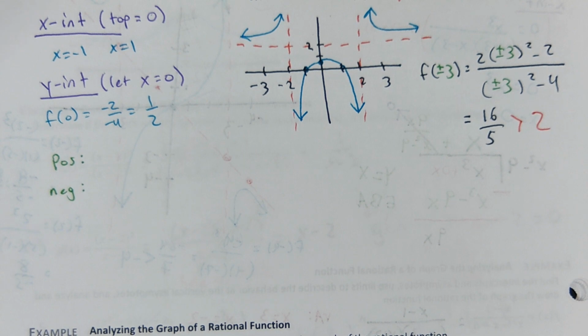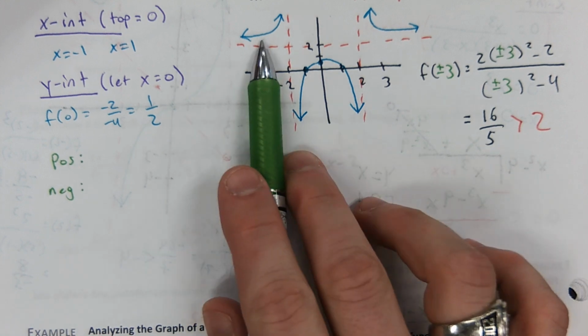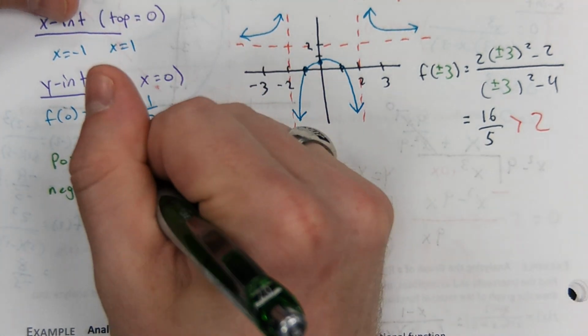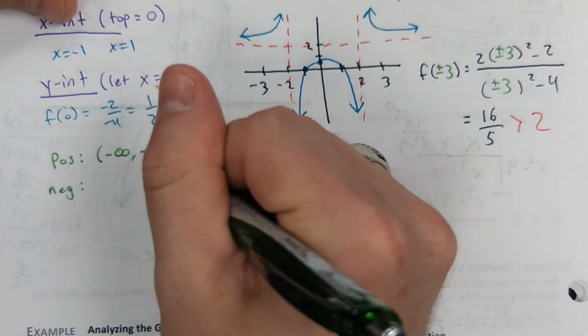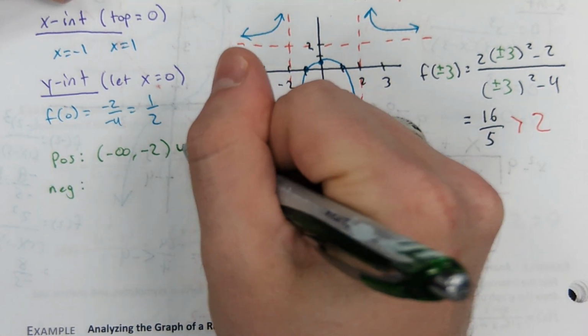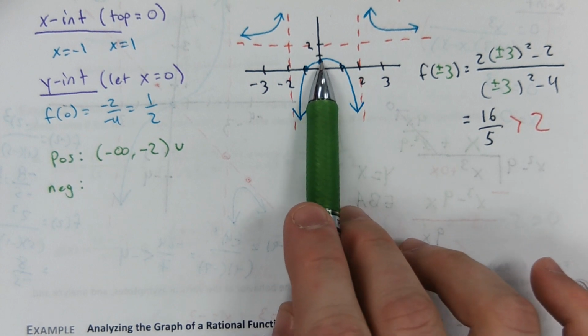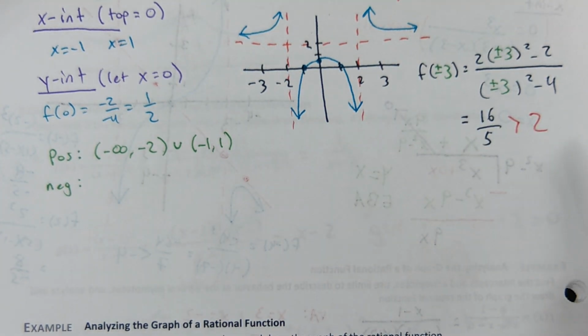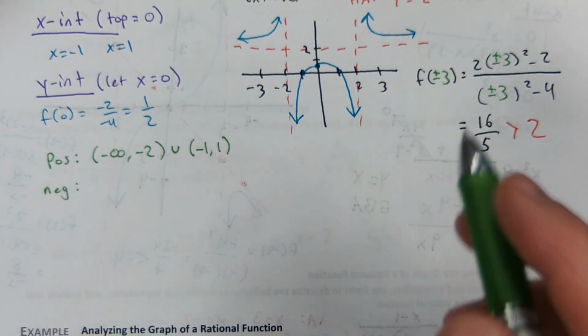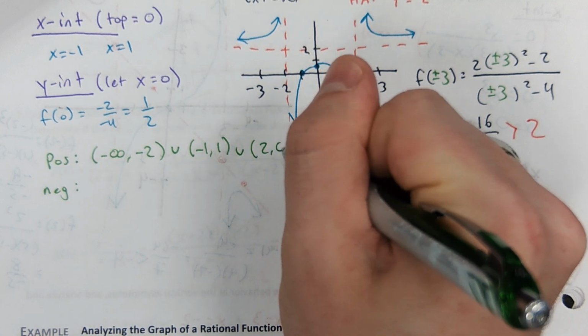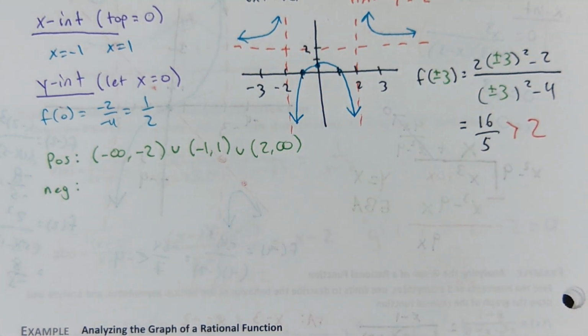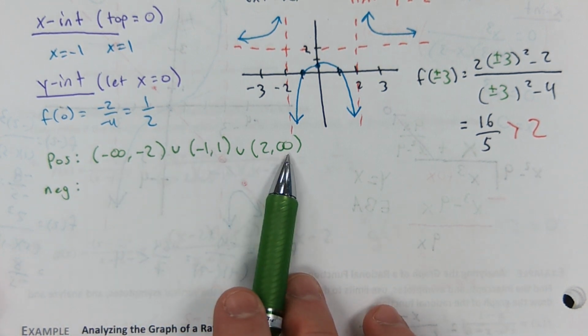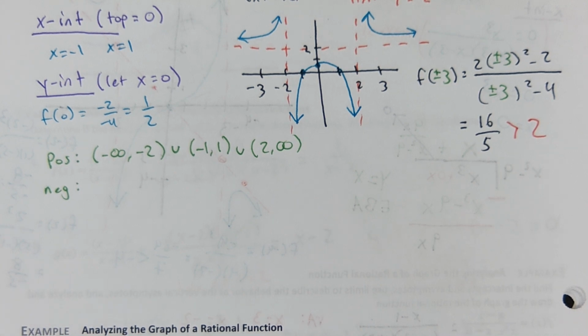Positive and negative means above the x-axis and below the x-axis. So when is it above the x-axis? This whole piece here is above the x-axis. So from -infinity up to the number -2. There's more. This piece right here is above the x-axis between -1 and +1. And then this piece over here, after x equals 2, is above the x-axis. So that's where I have positive y values. These are all the x zones that give me positive y values. That's what it means to say positive.